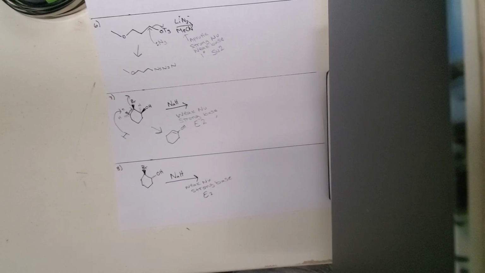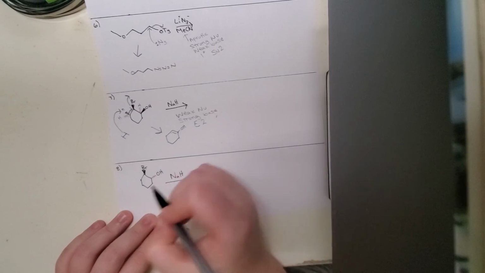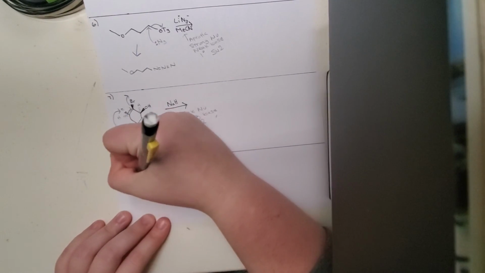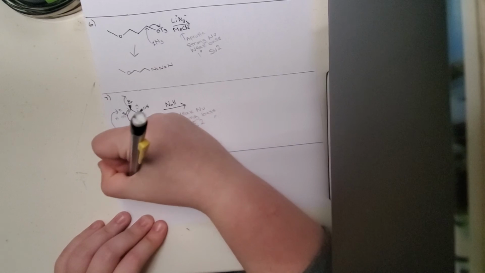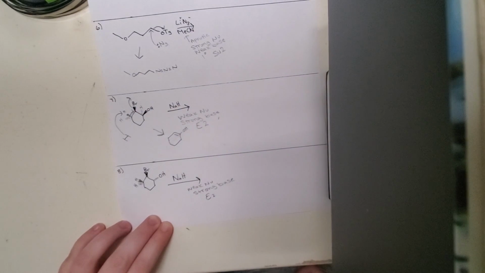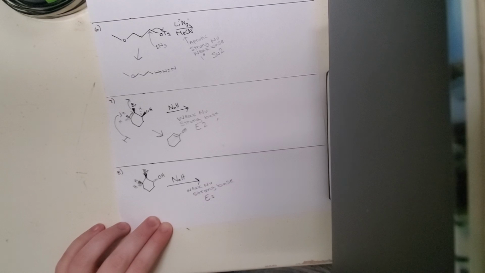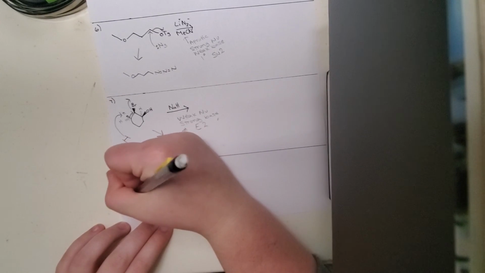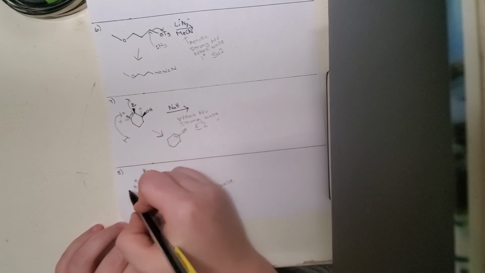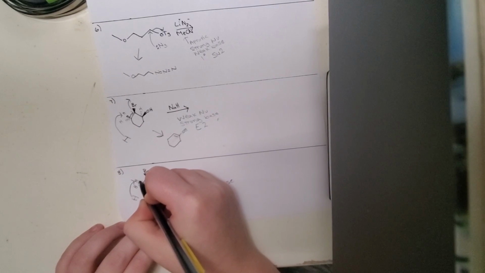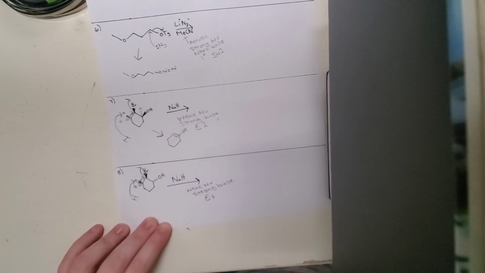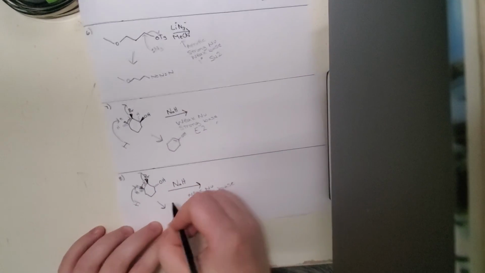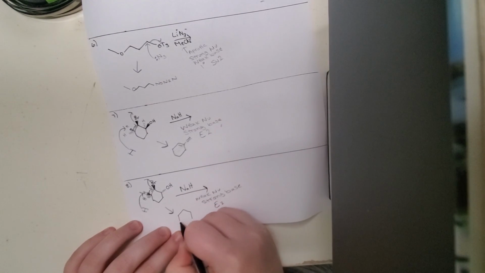And then I'm going to draw in the H's again, like that. So your base, just like the first one, is going to attack the H here on the wedge, and this bond is going to attack the bromine, and then your bromine is going to leave, giving us the same answer as number 7.